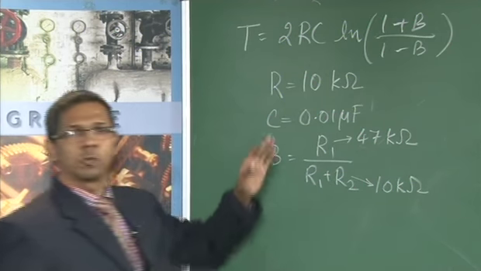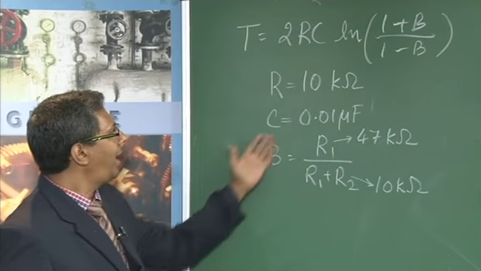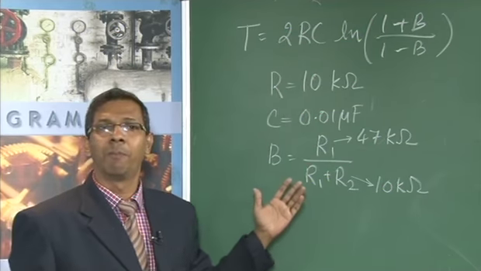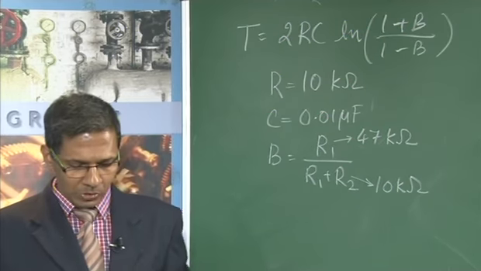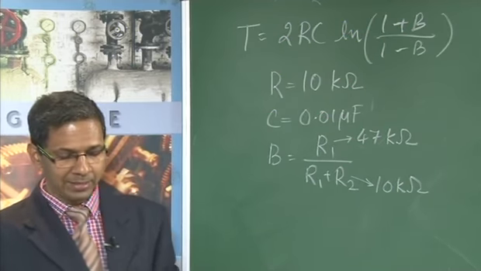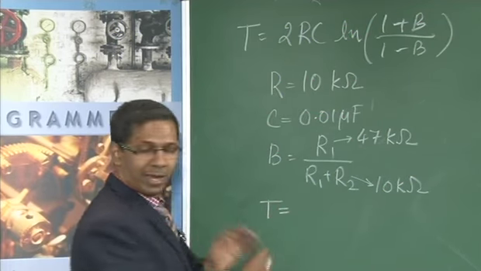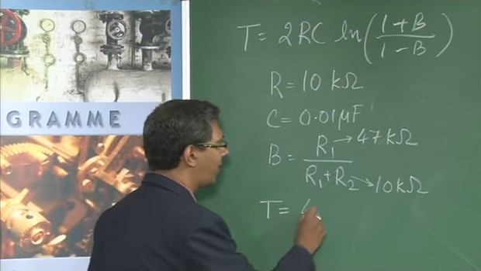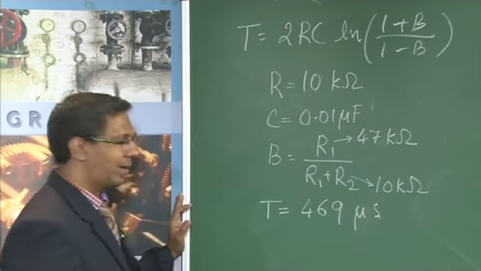Okay. So by simply substituting all these values of R, C and the value of B, we can get the time period T. So the time period T is then given by, if you substitute all these values, we are going to get it as 469 microseconds.